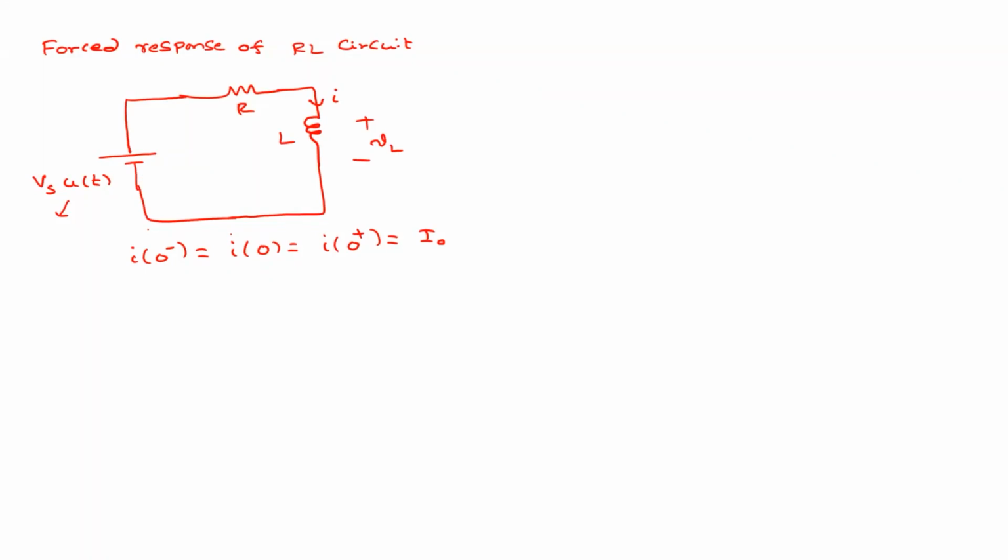Another thing is that under steady state, the inductor acts as a short circuit. So what is the final current in this circuit? If the inductor is a short circuit, what is the final current? Vs into U of t upon R, so the final current is Vs by R.